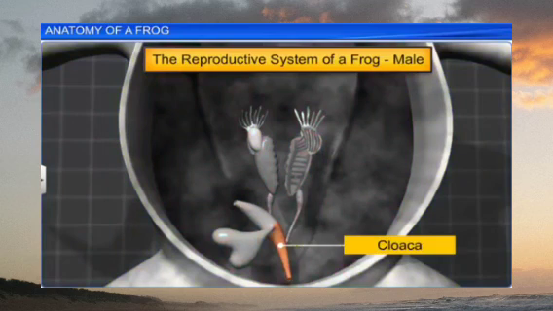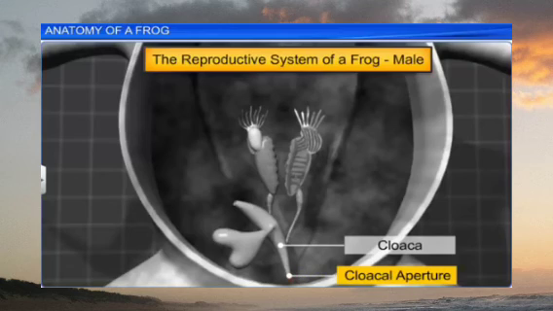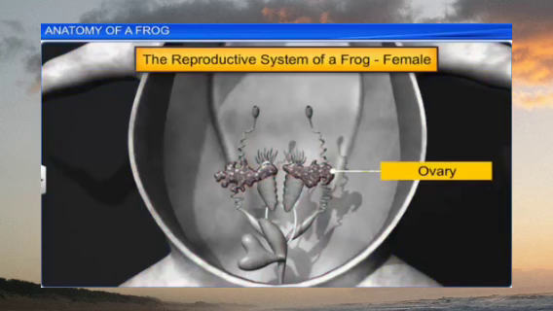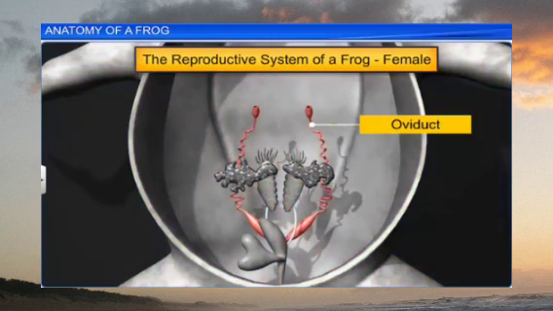The cloaca is a small median chamber that serves as a single opening that passes out fecal matter, urine, and sperm. The female reproductive system consists of a pair of ovaries. However, unlike the testes, the ovaries are not connected to the kidneys. From each ovary arises an oviduct, which separately opens into the cloaca.